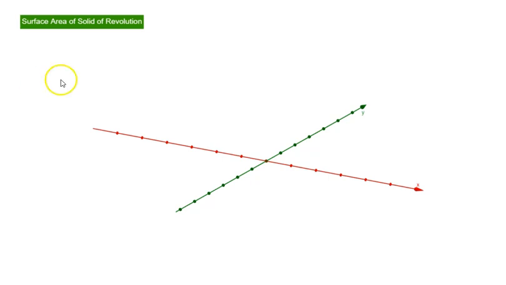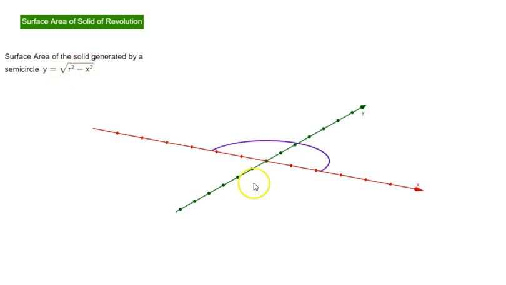Let us look at two more examples of surface area of solid of revolution. First, let's take the example of a sphere. Now, surface area of the solid generated by a semicircle y is equal to square root of r square minus x square. So we have this semicircle. If we revolve it around the x-axis, we get a sphere.